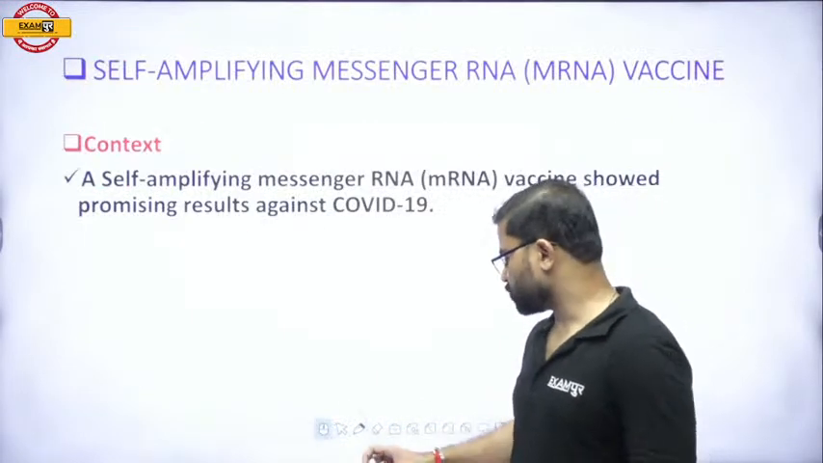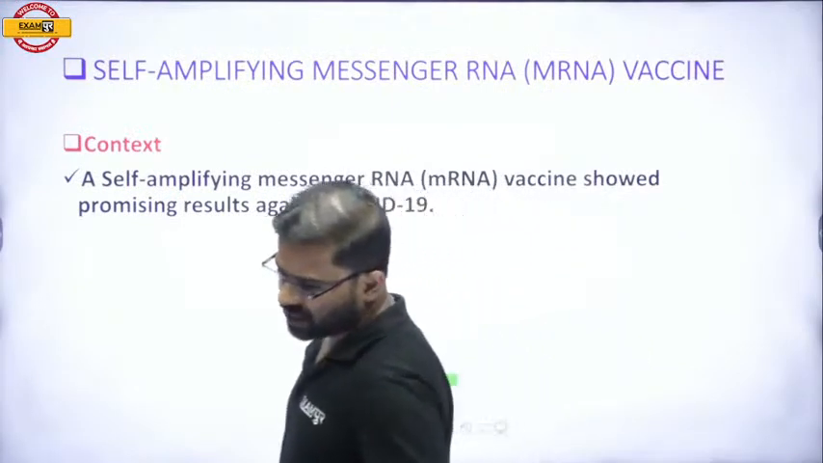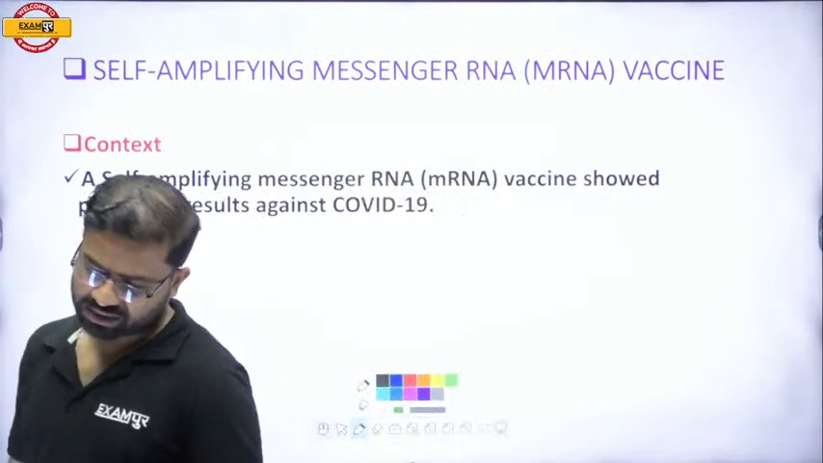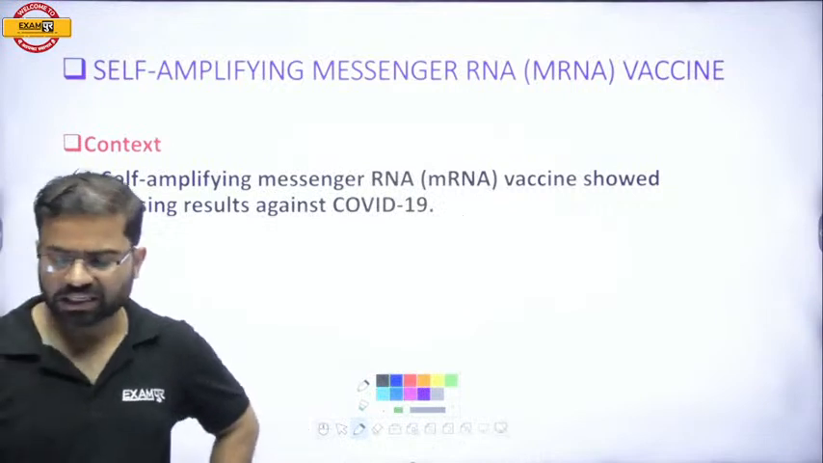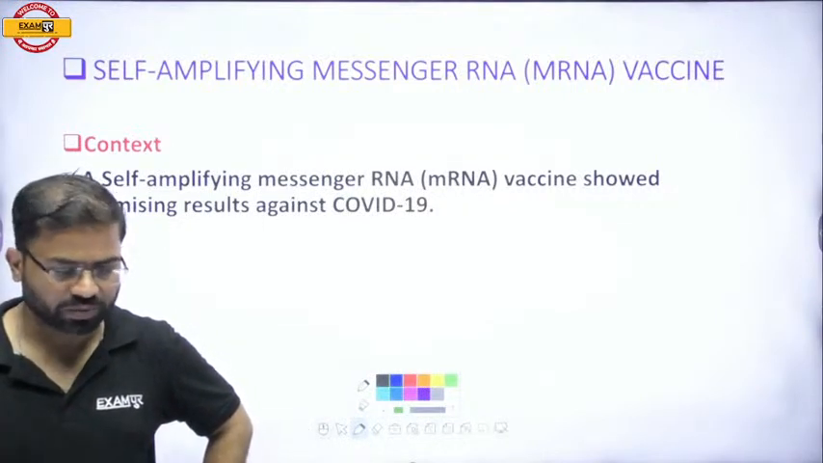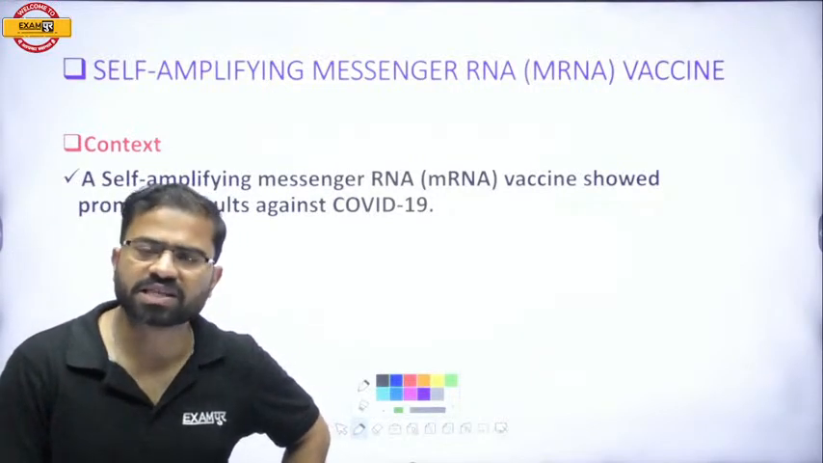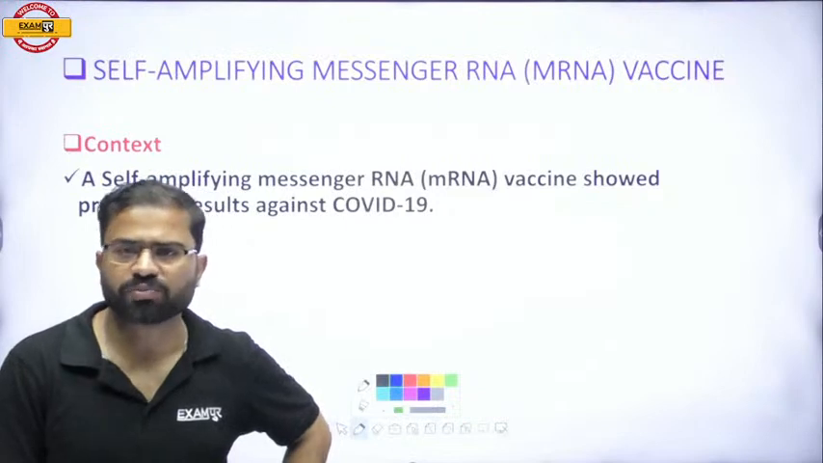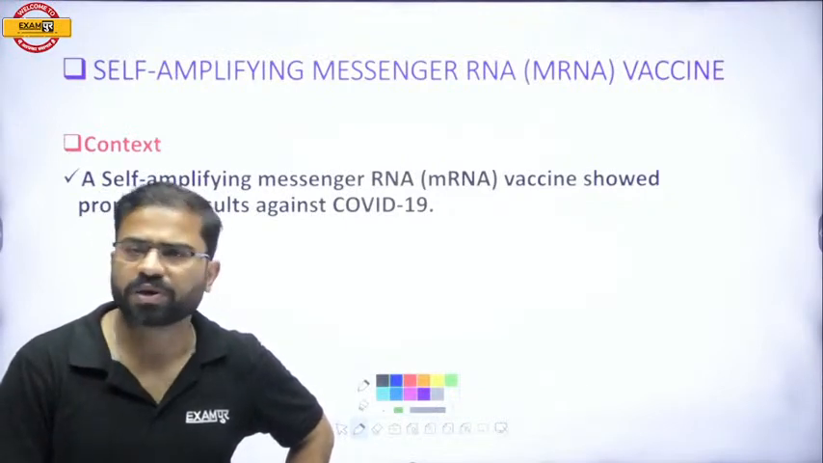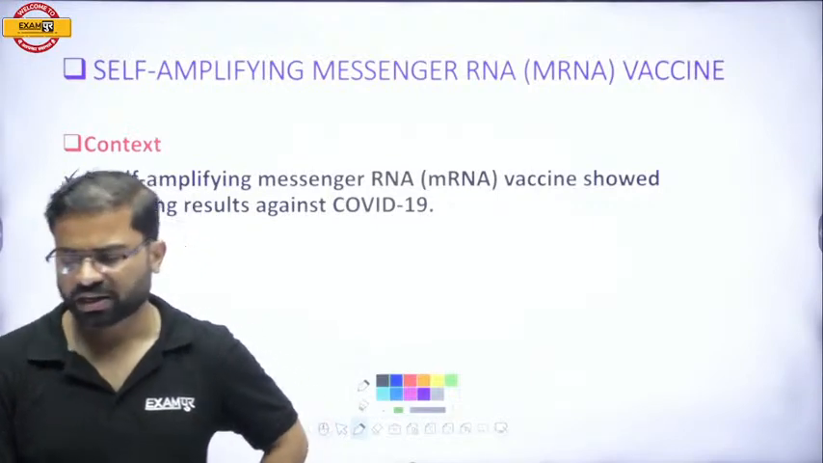Okay. Now we have to see self-amplifying messenger RNA vaccine. So you can see that self-amplifying messenger RNA vaccine shows promising results against COVID-19. Earlier we utilized messenger RNA vaccine. You know that Pfizer and Moderna are being prepared with the help of the messenger RNA concept. But now we are moving toward the self-amplifying messenger RNA.